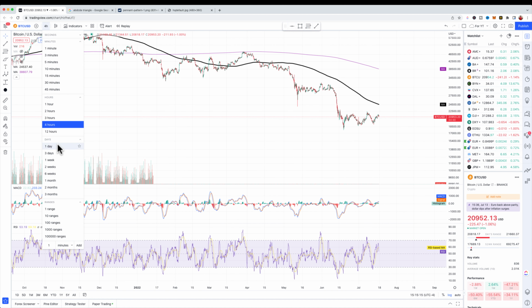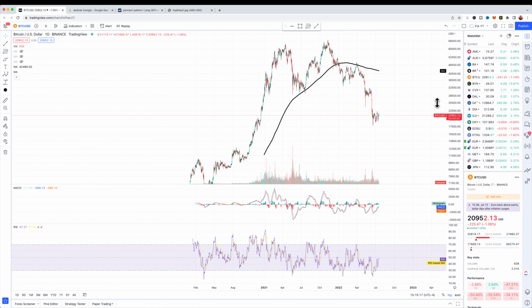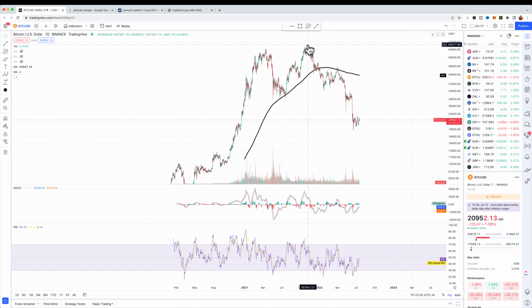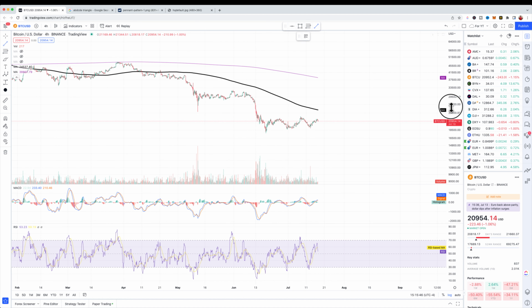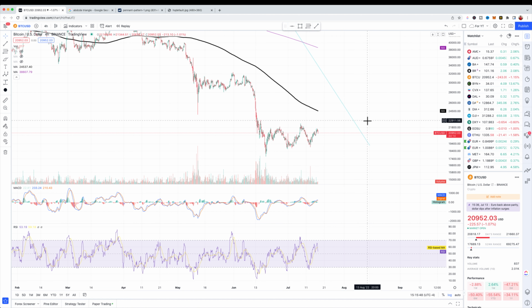Let me go to the daily time frame. All the way back from November, we've been in this long wave to the downside. I mean, it's been brutal for Bitcoin, to say the least. But potentially we might be coming to a relevant bottom, a near bottom, local bottom, whatever you want to call it. But we still have some downside to go, is what I am looking at here.